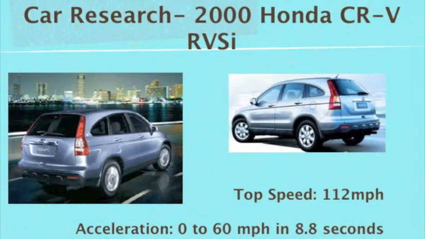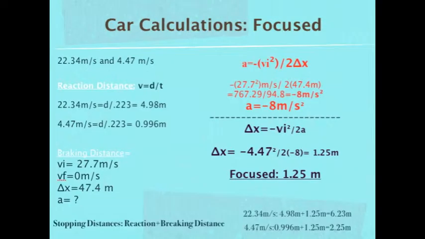My car is a Honda CR-V. It has a top speed of 112 miles per hour and acceleration rate of 8.8 seconds from 0 to 60 miles per hour. For my car calculations, I determined the reaction distance for two separate speeds, one being 22.34 meters per second and 4.47 meters per second.